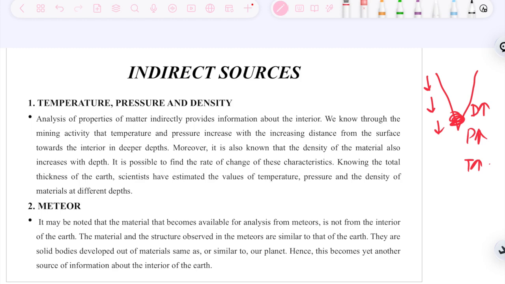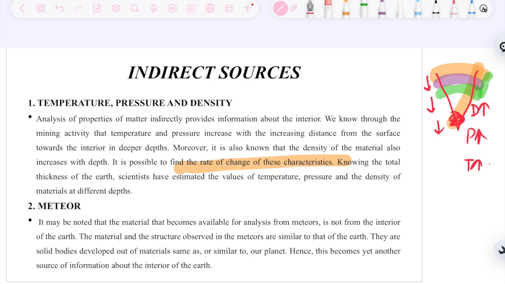Moreover, it is also to be known that the density of the material increases with depth. It is possible to find the rate of change of these circumstances. Knowing the total thickness of Earth, scientists have estimated the values of temperature, pressure and density of material at different depths. So now we know the radius of Earth, it is around 6,000 kilometers. For example, here there is a different temperature, here a different temperature, and here it becomes a different temperature.